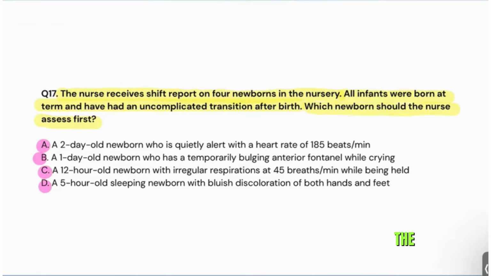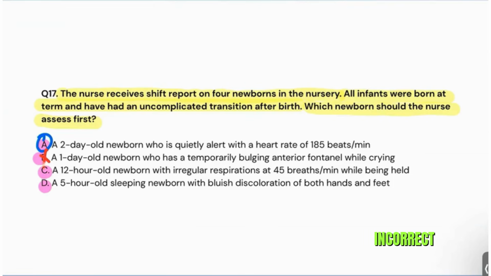Pause the video. The correct answer is going to be letter A. A sustained heart rate of 185 while calm is abnormal tachycardia and requires assessment.